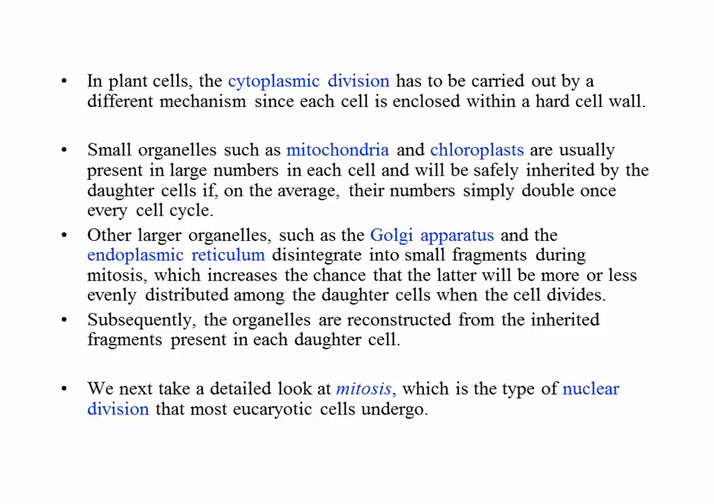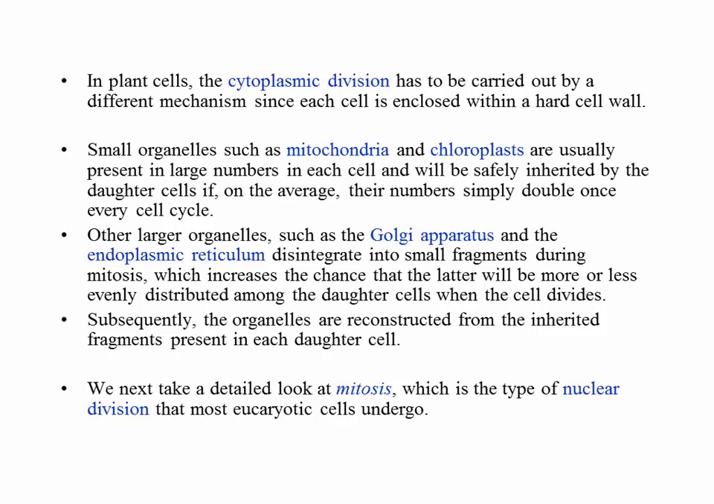So you cannot just hope to duplicate it and assume that everything is going to be okay. These things usually disintegrate, they're dismantled into smaller fragments during mitosis, which will increase the chances that the latter will be more or less evenly distributed among the daughter cells when the cell divides. These components will be evenly distributed, and subsequently the organelles are reconstructed from the inherited fragments present in each daughter cell, right?